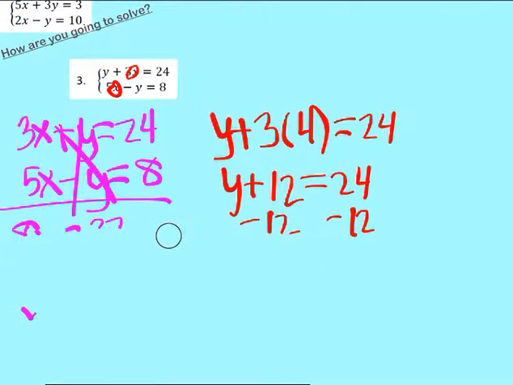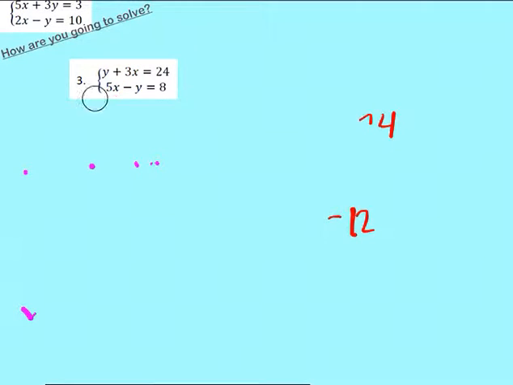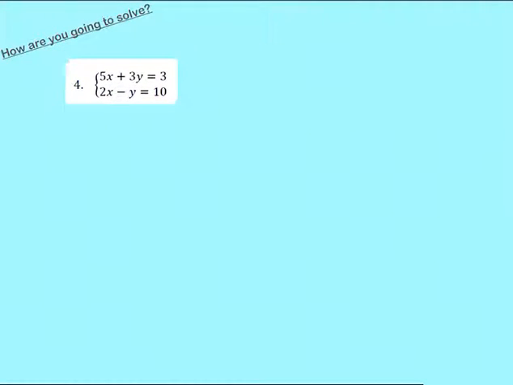Okay, so now let's go ahead and take a look at number 4. So what I noticed about number 4 is, again, it's already in standard form. And we're going to see that a lot because when we write word problems, a lot of times it ends up in standard form. I noticed that my y's have opposite signs. So now I just need to multiply to make them the same number.